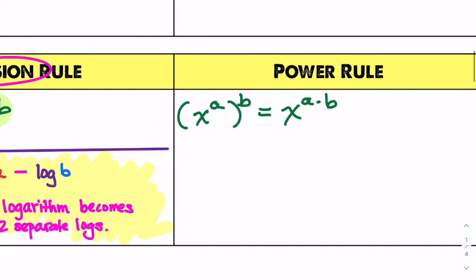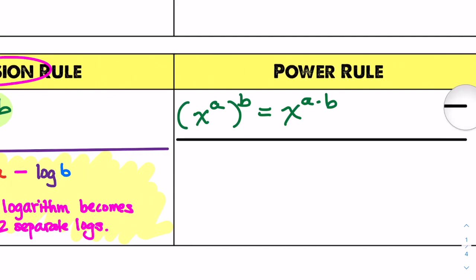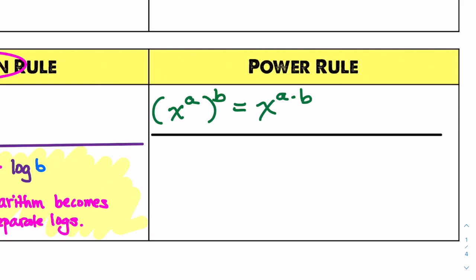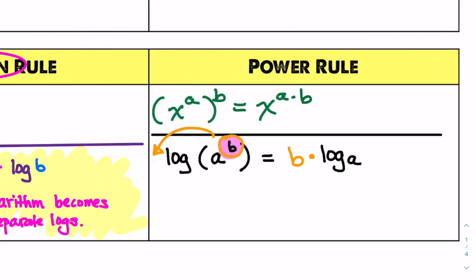So let me go ahead and do this power rule. It's not exactly the same. I think the other two are a little bit more synonymous with the exponent, but let's say we had log of a to the b power. That's pretty much the same as taking this exponent and bringing it to the front. So we can say that this would be equal to b times log of a.